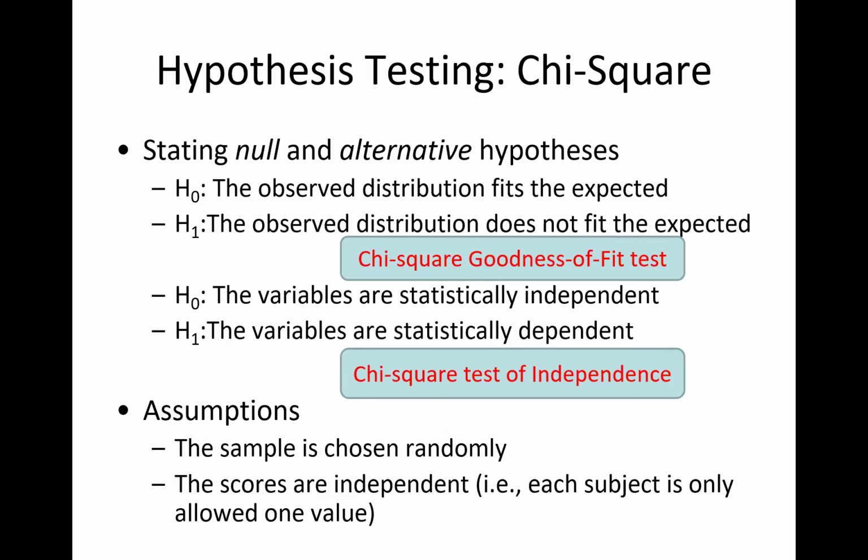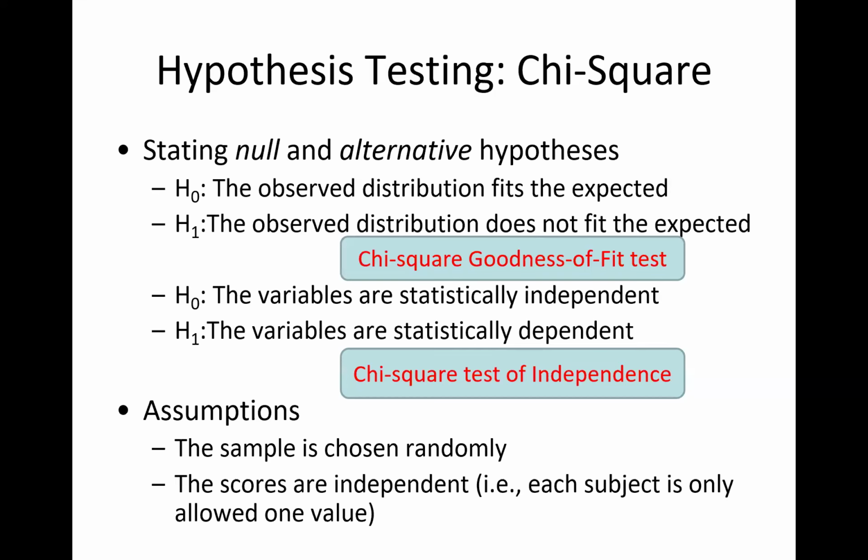So we have our hypothesis statements. For the goodness of fit test, we would say the null hypothesis was that the observed distribution fits the expected distribution. And for the alternative, we would say the observed distribution does not fit. For the chi-square test of independence, we would say the variables are independent. There's, for instance, no relationship between smoking and coronary heart disease, or the variables are statistically dependent. There is a relationship.